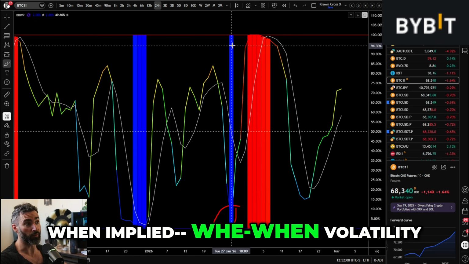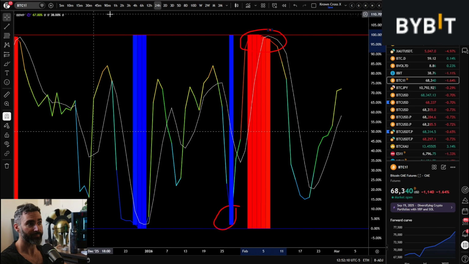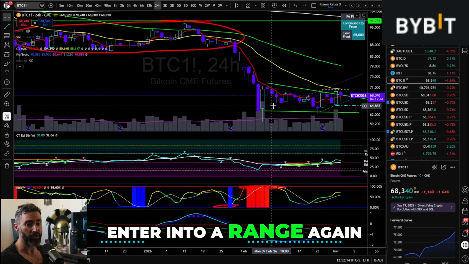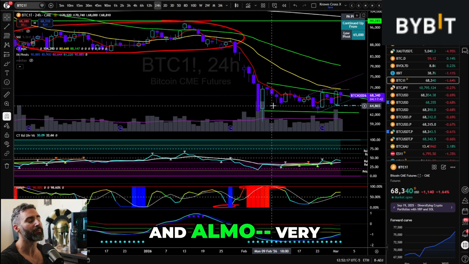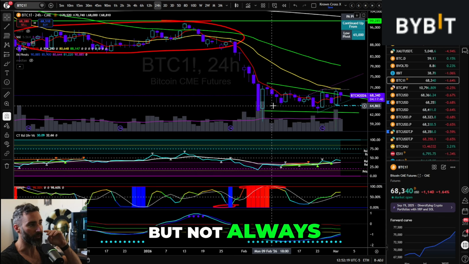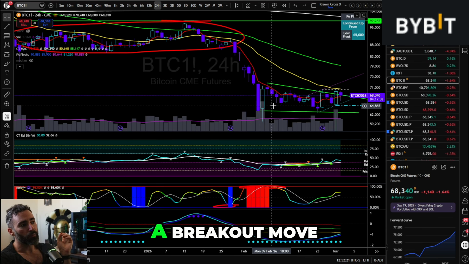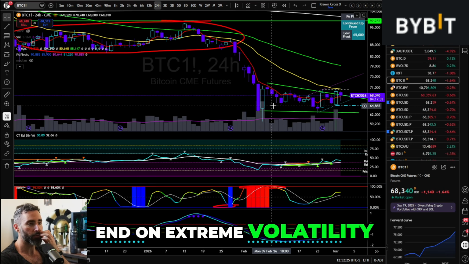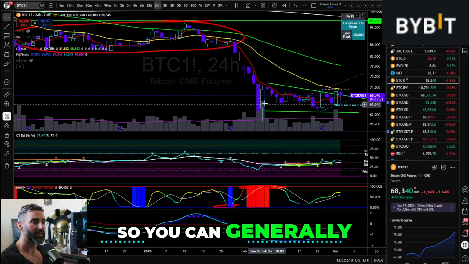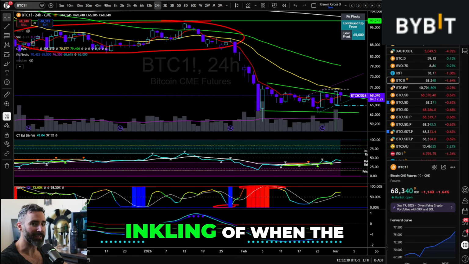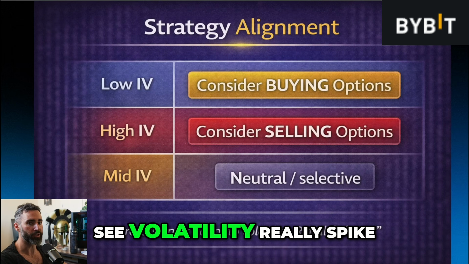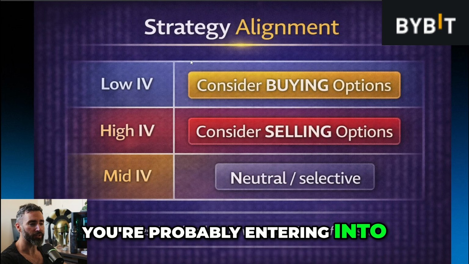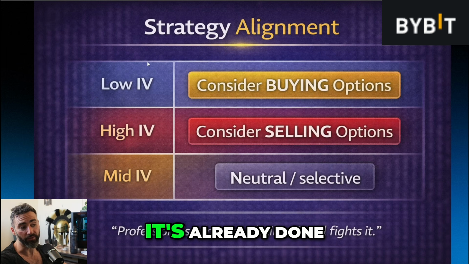When volatility gets very, very high right here, is that a good time to be selling options? Yeah, because price starts to enter into a range again. It's done with a move. And very, very often, almost always, but not always, a breakout move, a trending move will end on extreme volatility. So you can generally get an inkling of when the end of the move is going to be when you see volatility really spike up and stay there for a while. If that happens, you're probably entering into the last phase of that move. If not, it's already done.